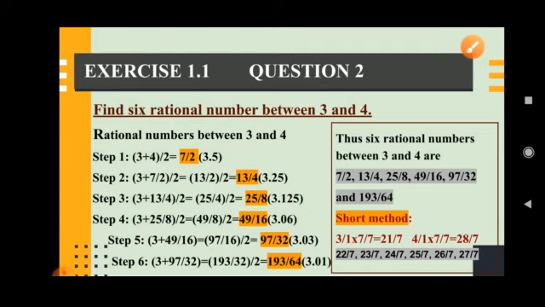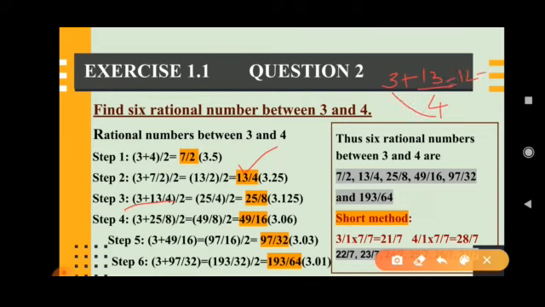For the next number, the steps continue as before: 3 plus the previous rational number. The previous one is 13 by 4, so again 3 plus 13 by 4. Clear? 4 3s are 12, so 12 plus 13 by 4.